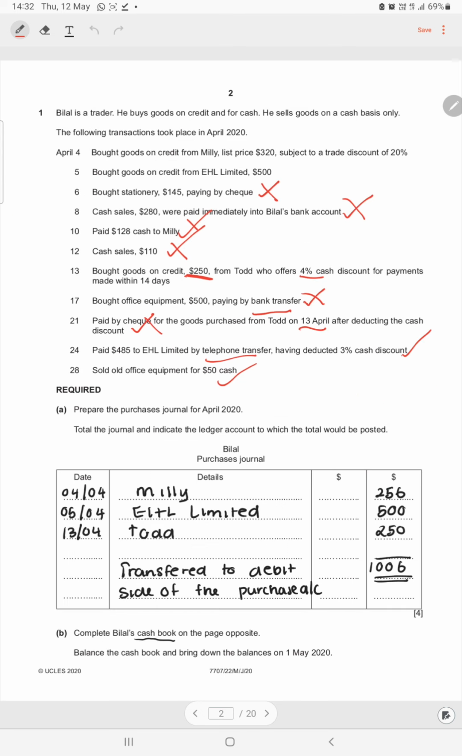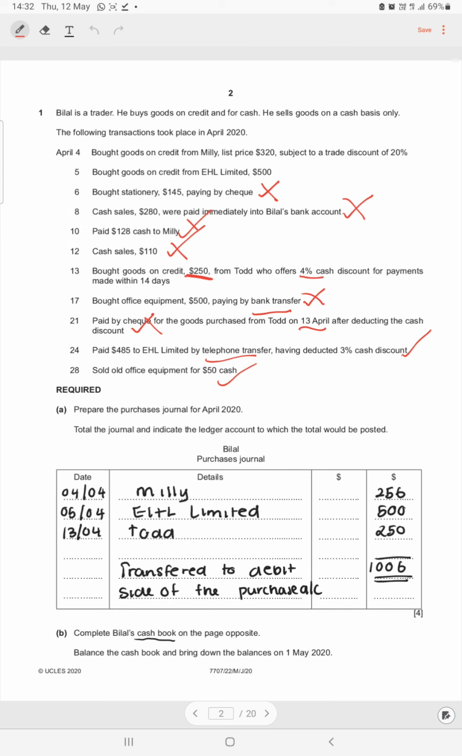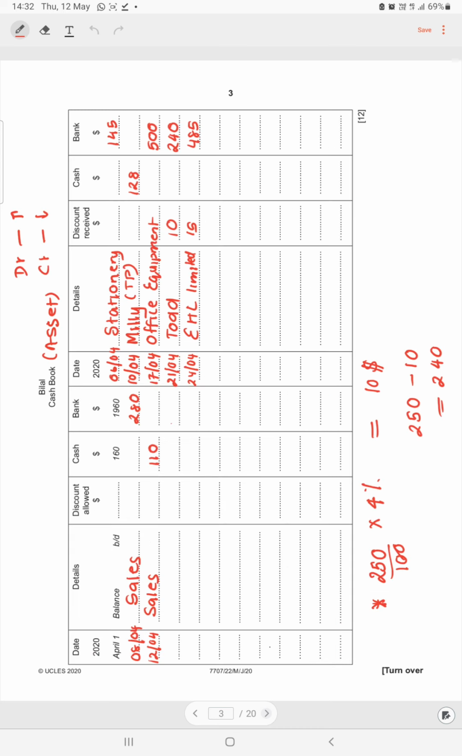And then finally we have sold old office equipment of $50 on cash. You sell office equipment, you receive money into your bank account. Sorry, they've sold it for cash, so it will be the cash account, which means sold office equipment for $50 under 28. Office equipment decreases because we sold it, the value of assets decreases, so credit office equipment and debit cash book $50. Okay, so next step is simply balancing our ledger accounts.